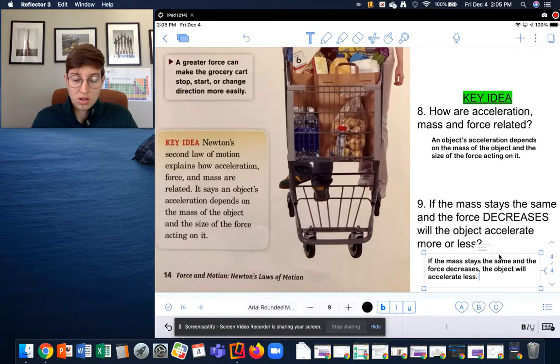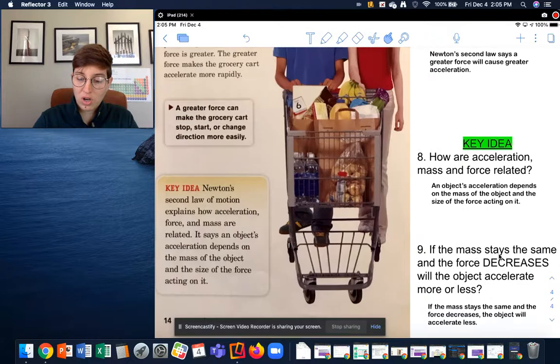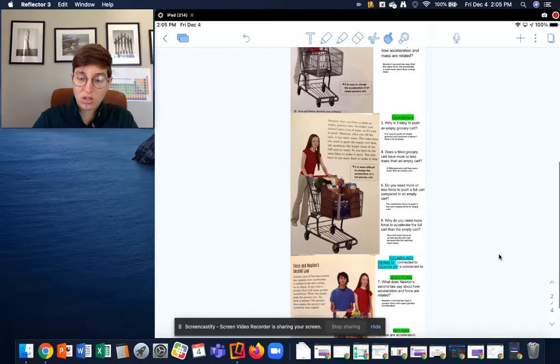All right, make sure you get this turned into Schoology. You should have all the questions answered here. Should all be filled in.